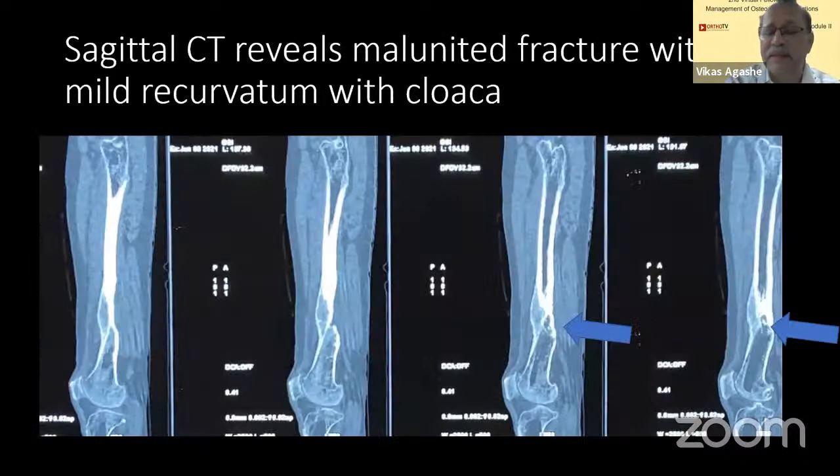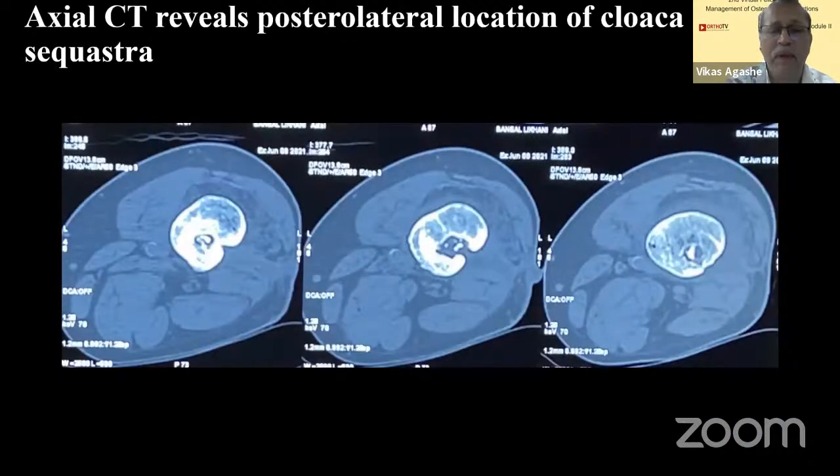So same in sagittal view, you can see there is a mal-united fracture. Next, please. Let's say axial cut. You can see there is a cavity with a sequestrum and there is a cloaca. Next, please.